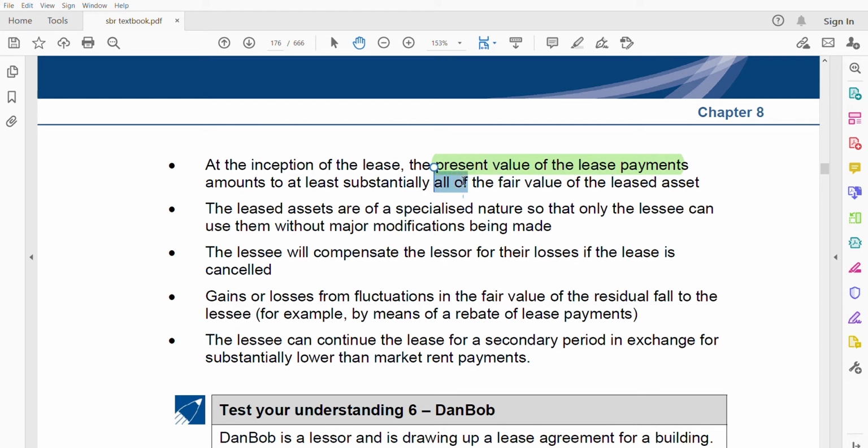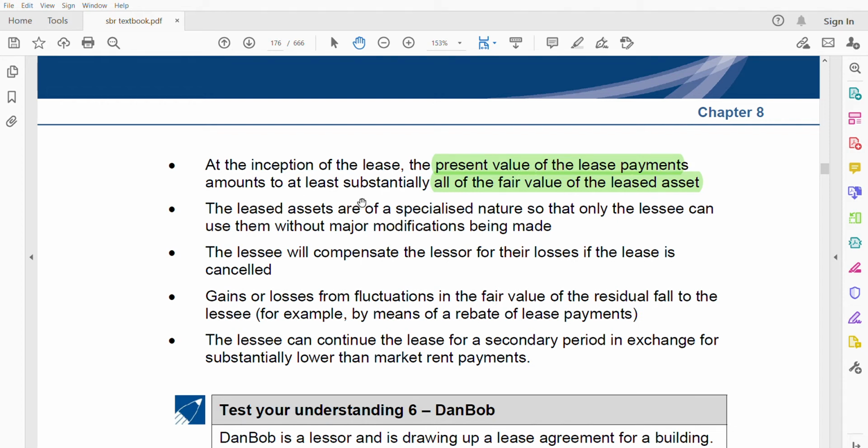At least it should be all of the value of the leased asset. It could be even more than that, but it should not be less than that. At least means it cannot be less than that. The present value of lease payment should be more than or equal to the fair value of the leased asset. Which date? When you started the lease. Then it's a finance lease.